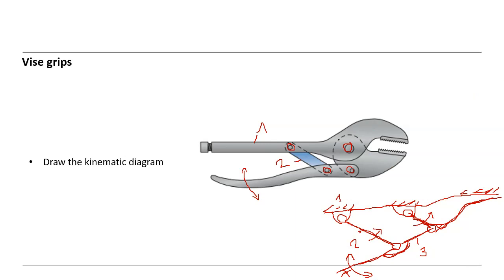So this is also 1, 2, 3, and this is 4 here. This is the link 4. Okay. This is also a 4-bar mechanism, consisting of 4 members, a 4-bar mechanism.